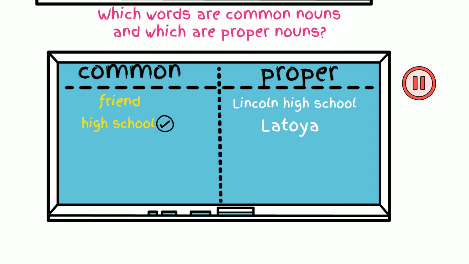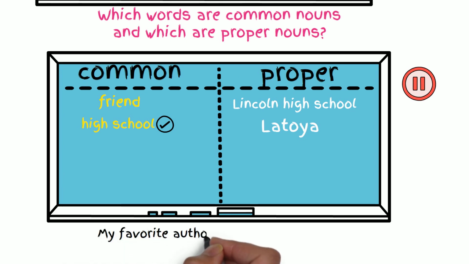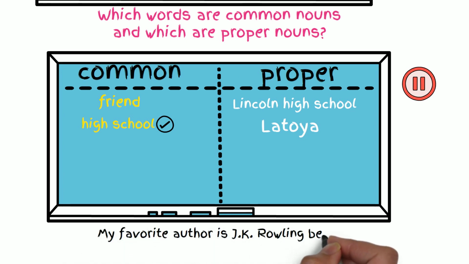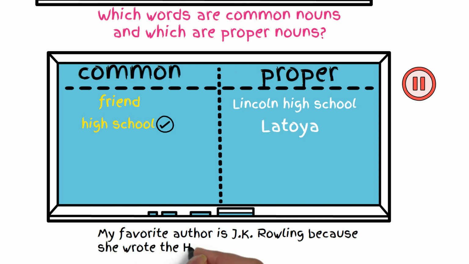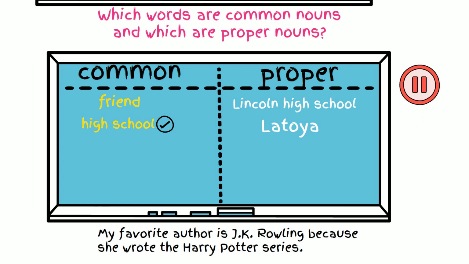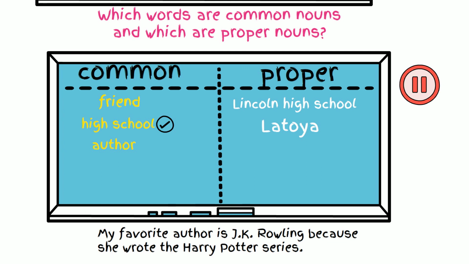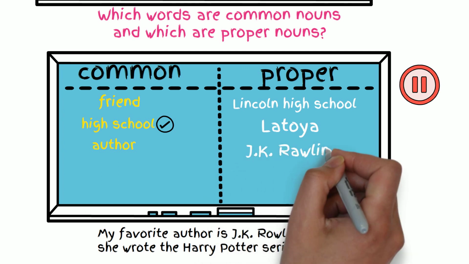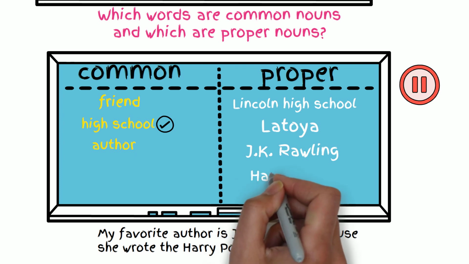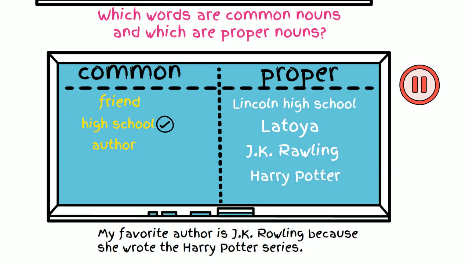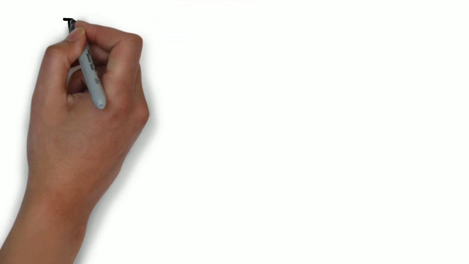Now it's time for our second example. My favorite author is J.K. Rowling because she wrote the Harry Potter series. Try this example on your own by pausing the video. Okay, now that you had time to pause the video, how did you do? What common noun did you come up with? So the common noun in this sentence is author. The proper nouns are J.K. Rowling and Harry Potter.